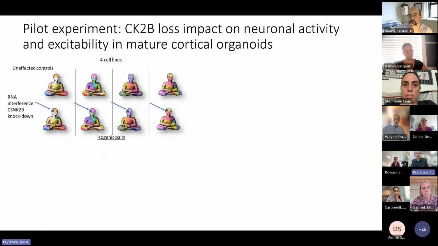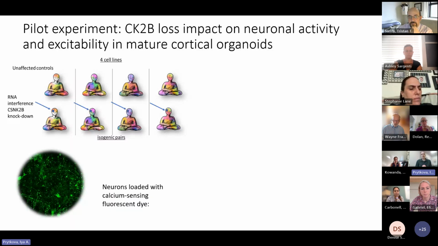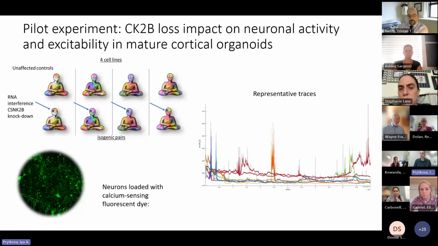So we've already conducted a pilot experiment to that end. We had 4 control cell lines treated with RNA interference, the isogenic pairs, just like I described before. And then we used calcium sensing fluorescent dye. And this is an example field of view from the microscopy experiment. So you can see different cell bodies here, as well as projections between them. And by identifying specific neurons of interest, we can then measure how these function over time.